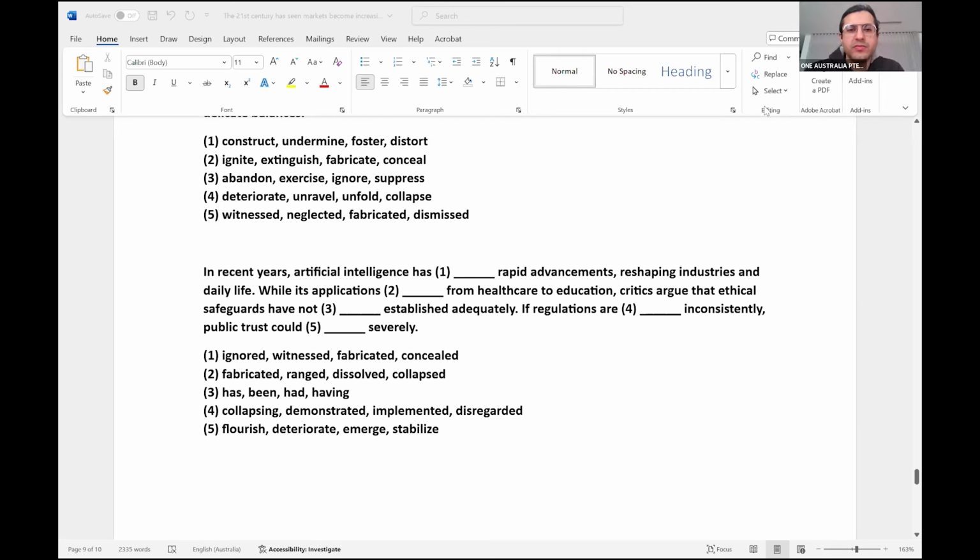Let's continue. Got a doubt in the fourth one. Yeah, could it be collapsing as well, right? If regulations are implemented inconsistently. No, see, collapse is collapse. So basically, you cannot measure what or how much something has collapsed. What is the meaning of collapsed? What does it mean?